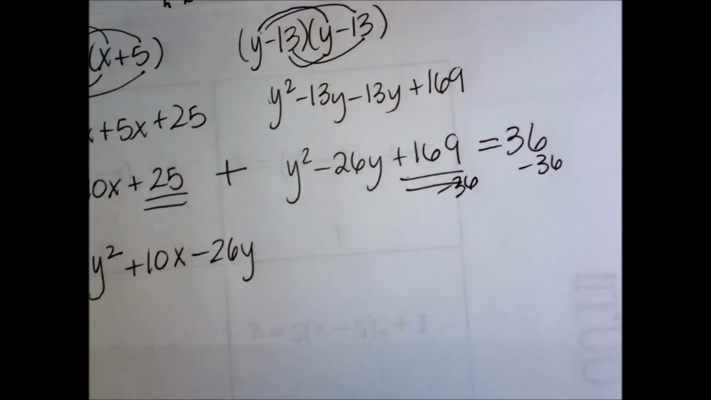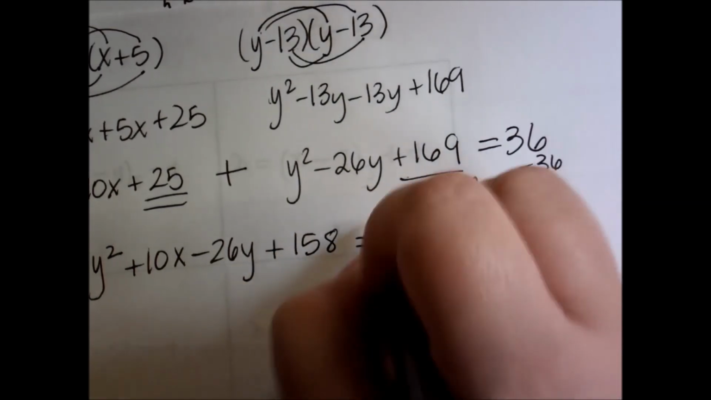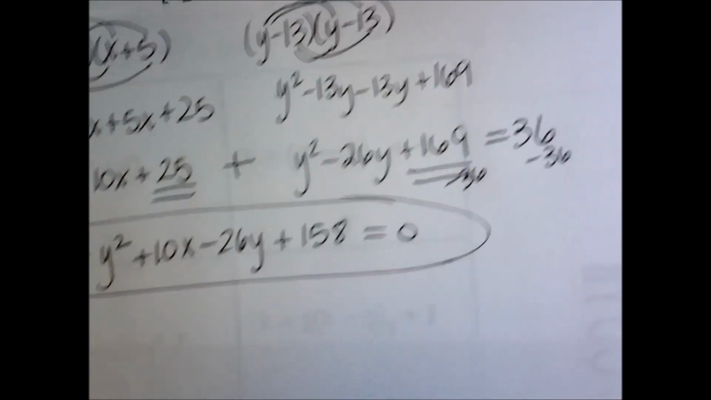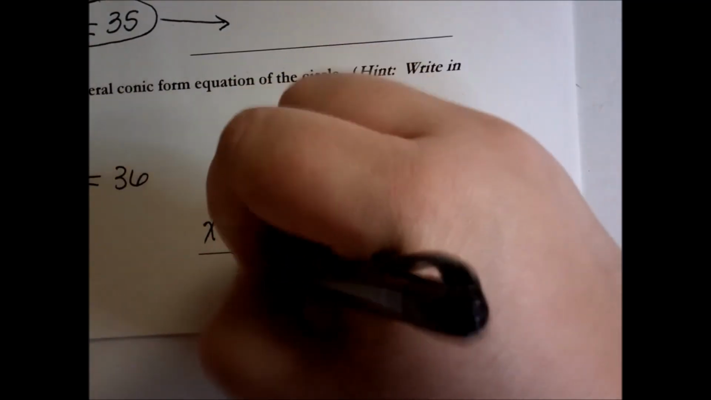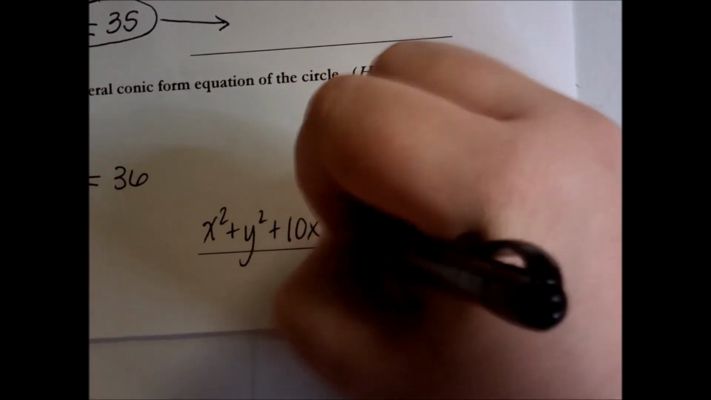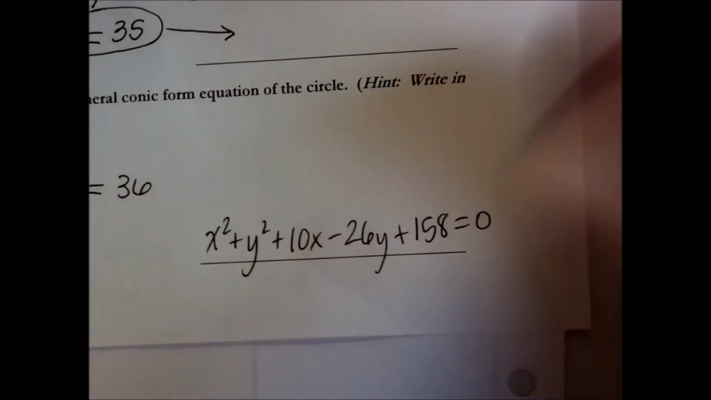And that's going to give me, I want to make sure I don't do this wrong in my head, so I'm going to take the time to type it in my calculator. 158 equals 0. And that is my generalized conic form. So that is the answer to number 6: x squared plus y squared plus 10x minus 26y plus 158 equals 0. And that's it.